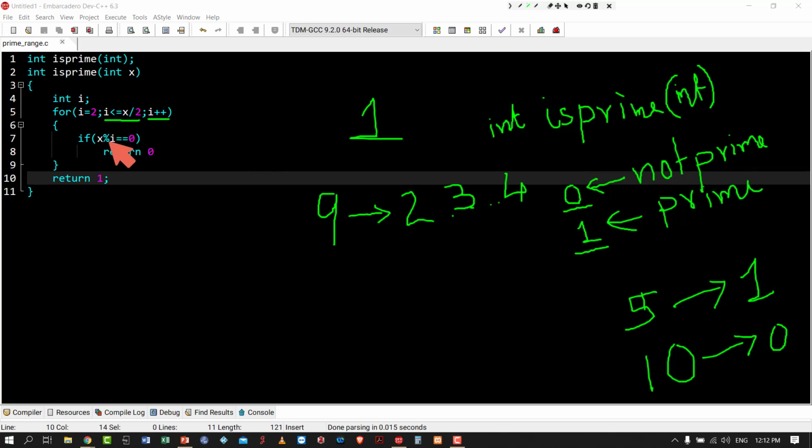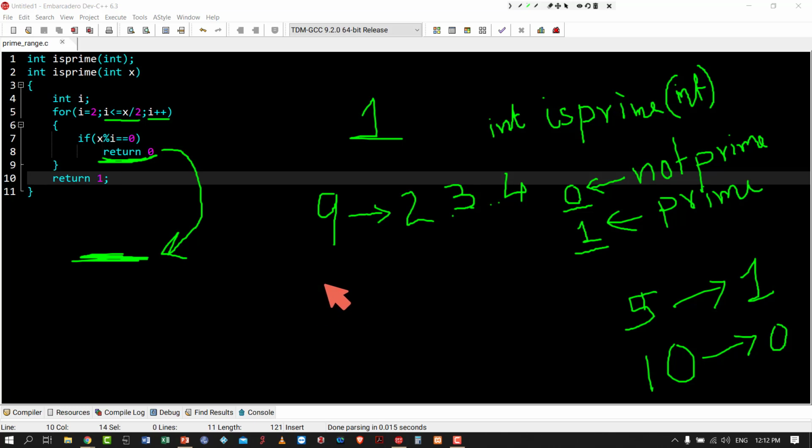I becomes 3. Then x mod 3. X is 9. 9 mod 3 is 0. So this statement will execute, return 0. So from wherever we call that function, just imagine I have made a function call for is prime here. The control will come back here. The remaining parts will not execute.